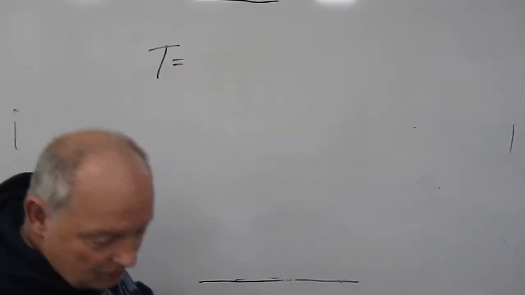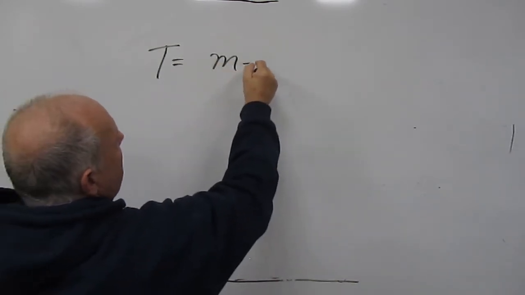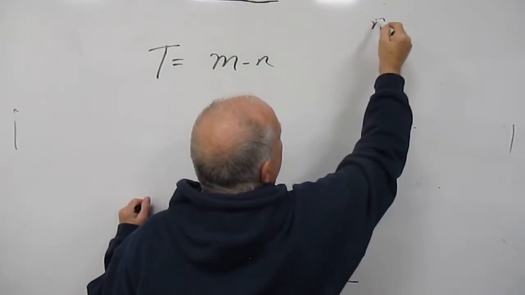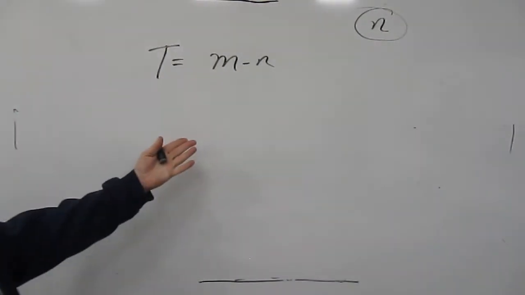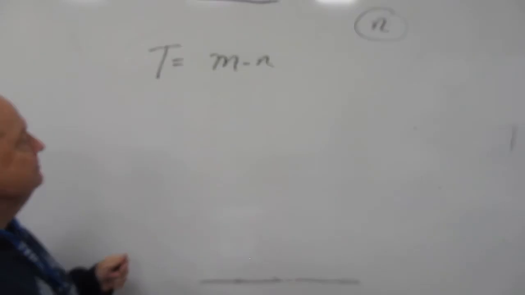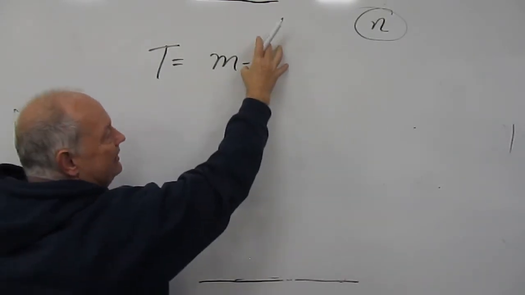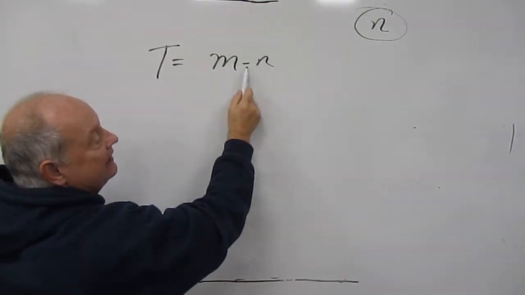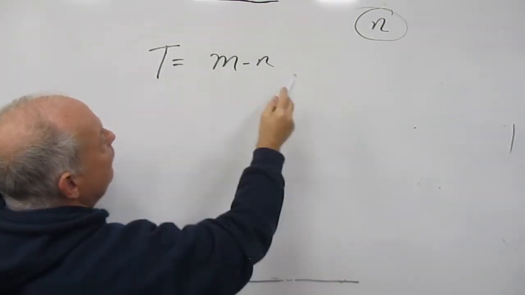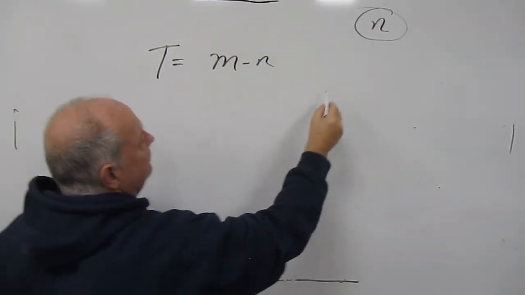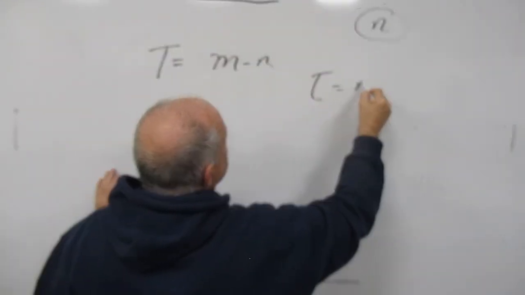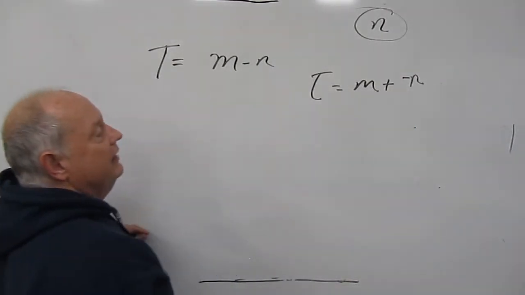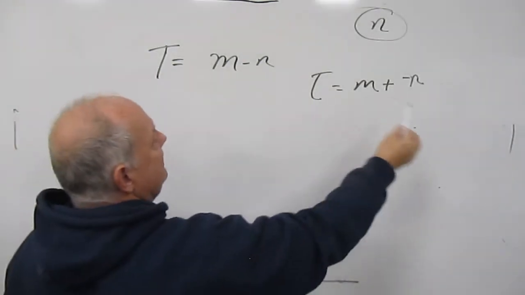T equals M minus N, and you want to solve for N. Well, that's pretty simple. We want to get N by itself. Now we will note on N, it's a negative N. We could rewrite this if we wanted to. T equals M plus negative N. And this is a great way to think about those things here. It's plus a negative number.